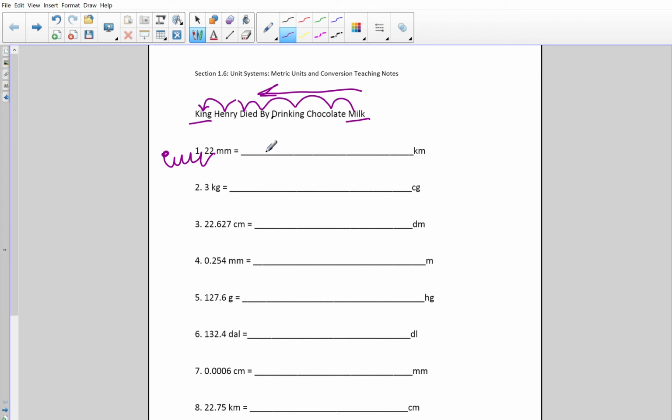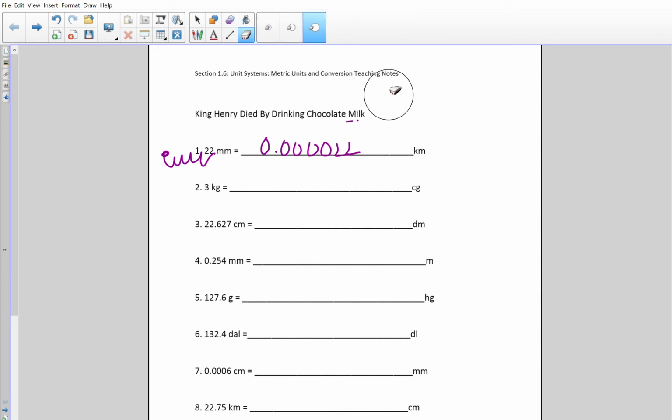So this becomes 0.123422. I have all of my zeros in there. I've moved it 6 spaces to the left. So that's how big the kilometers is. Basically you're just moving it back and forth over and over again to get the solution. Okay, so let's do it again here.